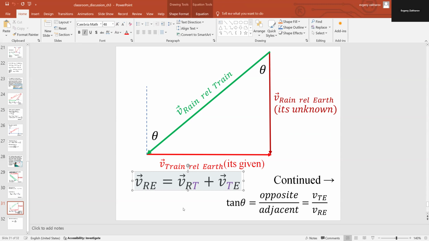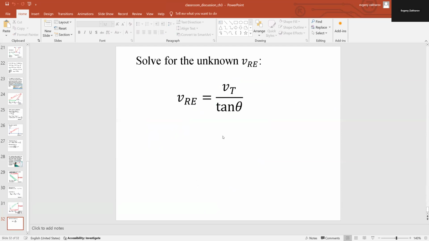And now it's just solving for what's given and what's missing. I want to point out that tangent of theta is given. And what is tangent? Tangent is opposite over adjacent. Opposite is the red vector, TE. And adjacent to theta is what we're looking for. So what we're looking for is going to be TE divided by tangent. And that's exactly what we got as a solution.